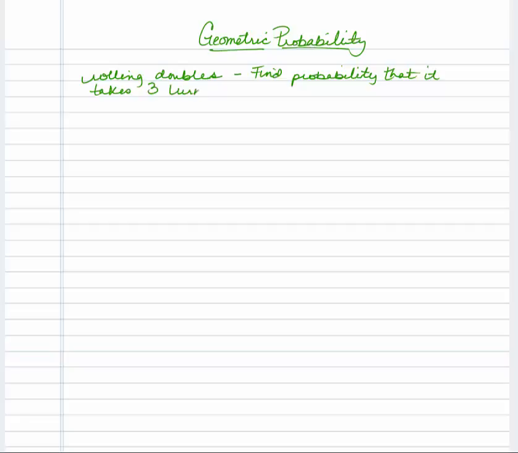Geometric probability. Our goal is to use that example from before, with the Monopoly, or I'm sorry, with the rolling doubles. You could use it for Monopoly, but I'm just thinking of the rolling doubles. What's the probability that it takes 3 turns to roll doubles?